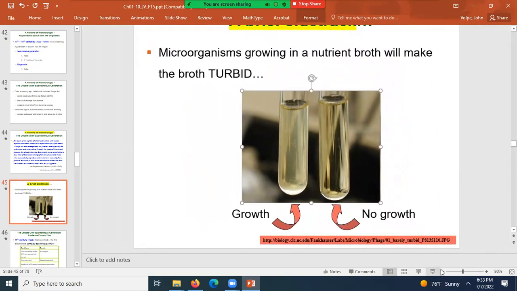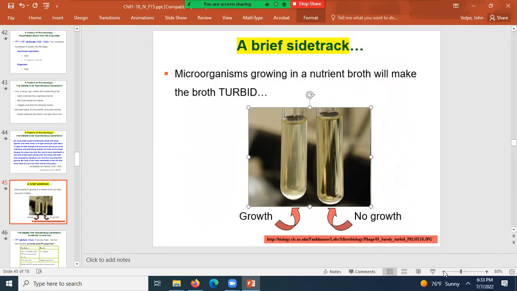This is important because when we're talking about the spontaneous generation of microbes, people noticed that when you had a tube filled with media, microbes would grow in it. You'd see growth. And they'd say, microbes spontaneously generated.